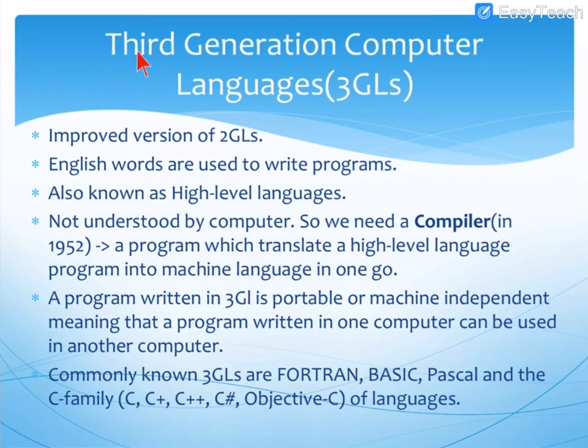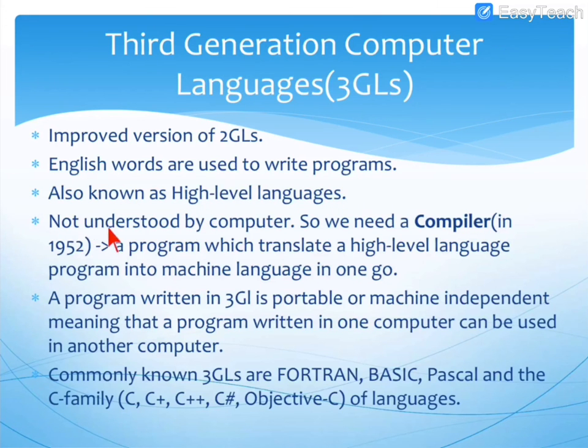Next, the third generation computer languages. These languages are actually an improved version of the second generation programming languages. In the second generation programming languages, we had alphabets and words, and the same is done here. In the 3GLs, we use words and English alphabets to write programs. So it is very easy for us to write programs in the third generation computer languages. The 3GLs, third generation programming languages, are known as high level programming languages.